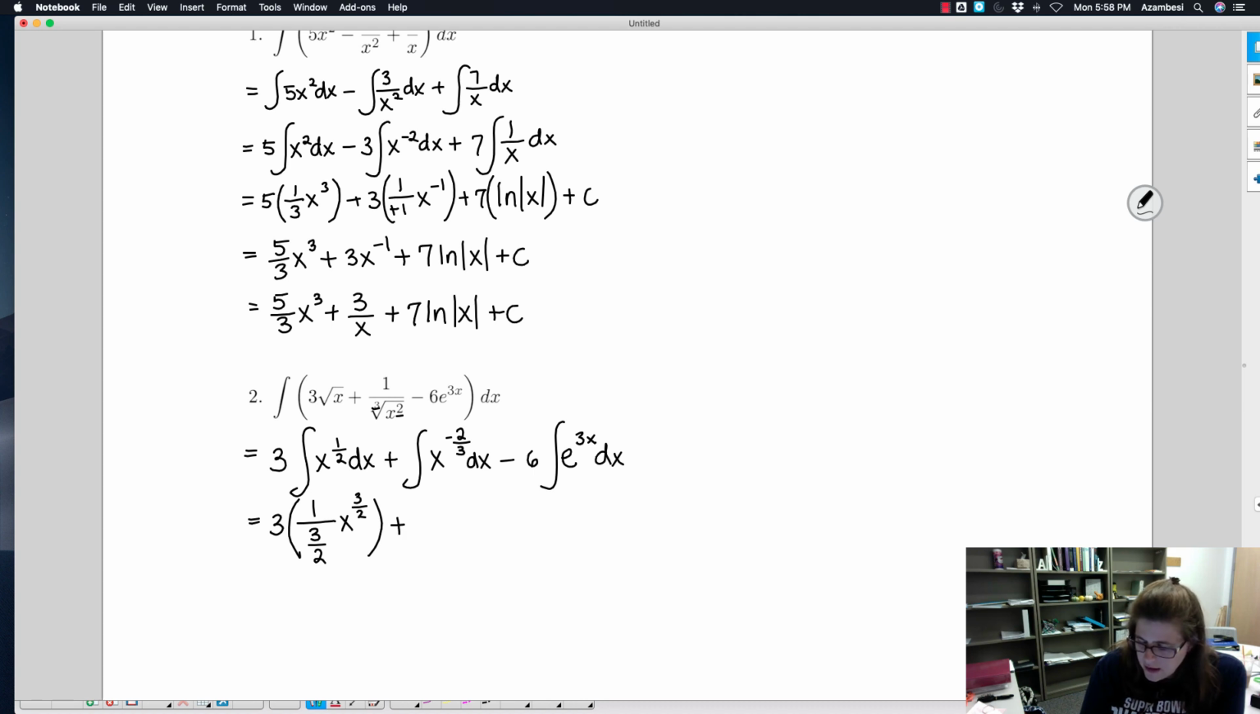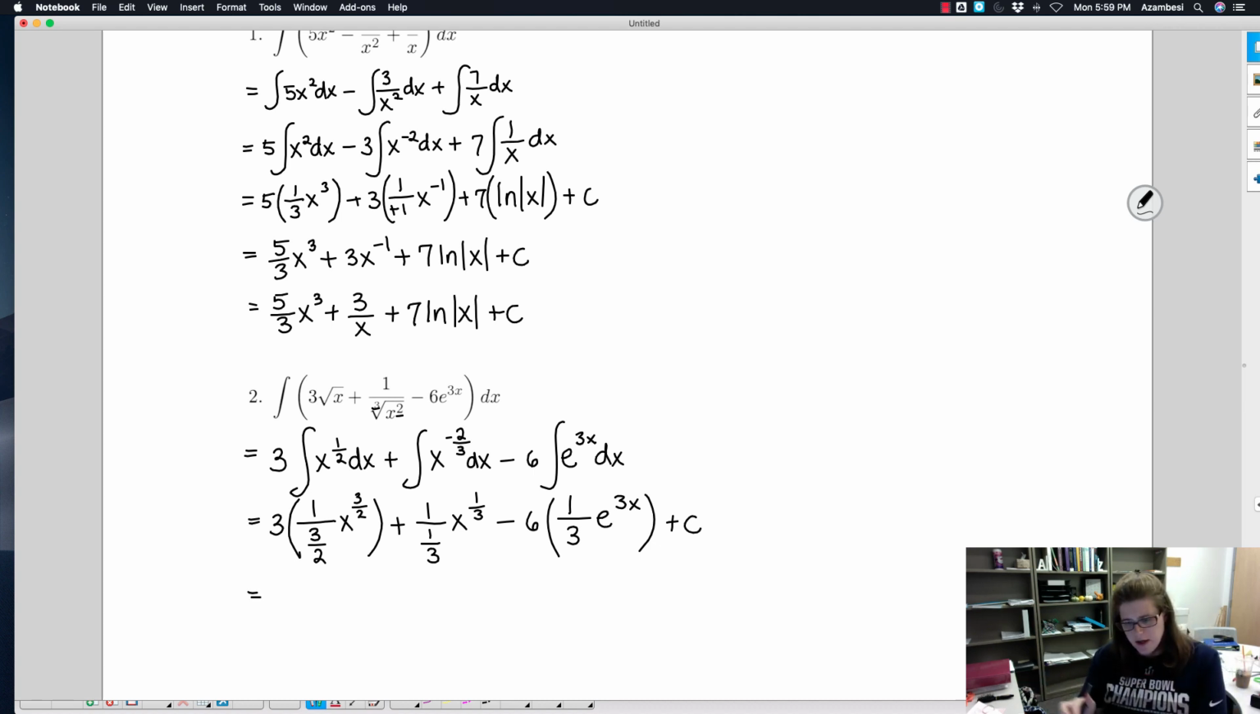plus negative 2/3 becomes positive 1/3. So 1 over 1/3 x to the 1/3, and minus 6, 1/3 e to the 3x plus c. Cleaning this up.